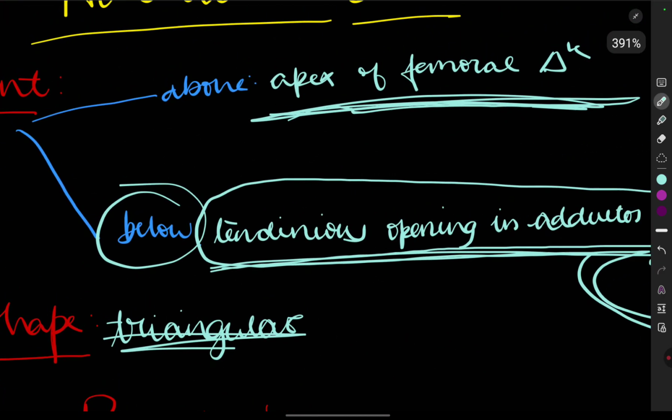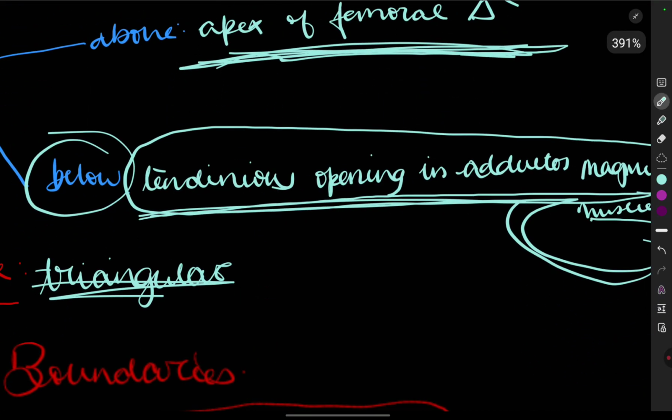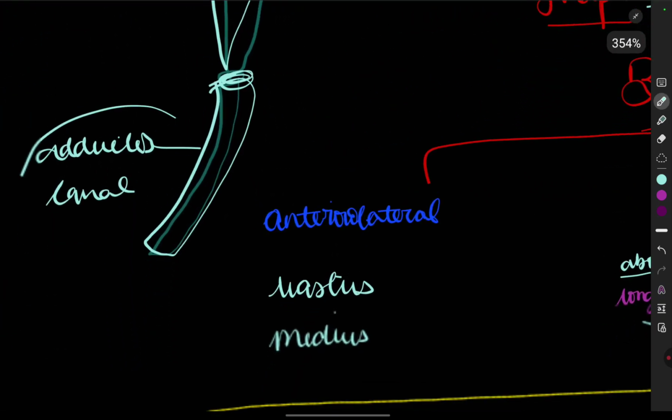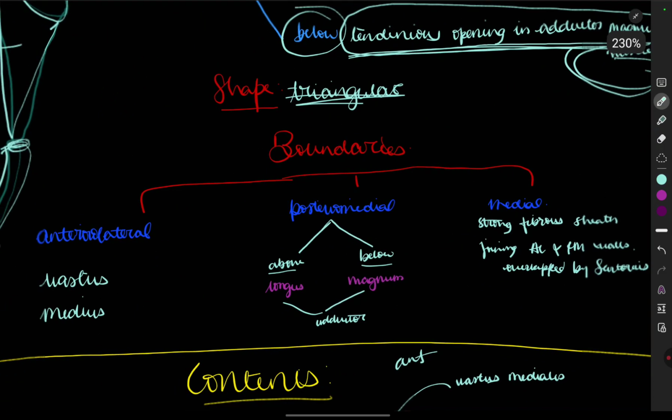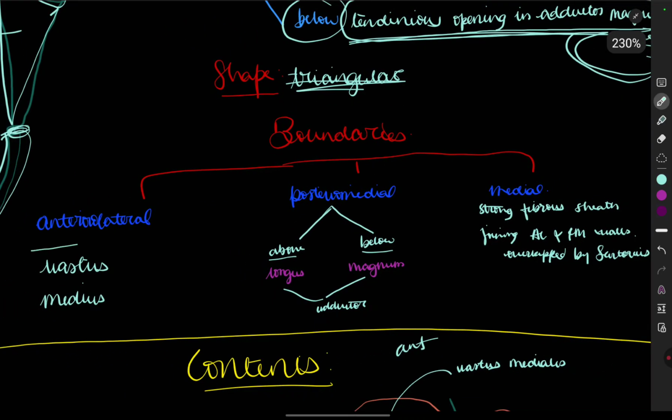Here we have written the apex of the femoral triangle above, and below, the tendinous opening of the adductor magnus muscle. So its boundaries are the anterior lateral boundary, the posterior medial boundary, and the medial boundary. Remember AL, PM. So posterior medial, and this will be easy to remember.